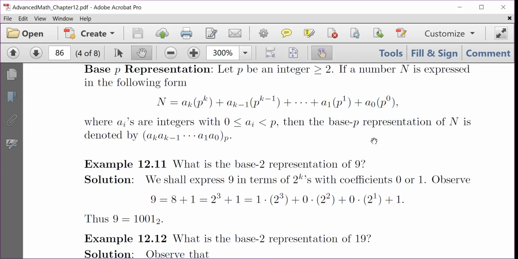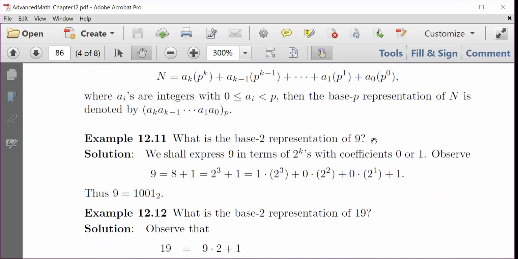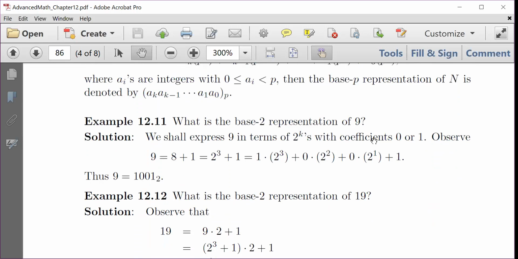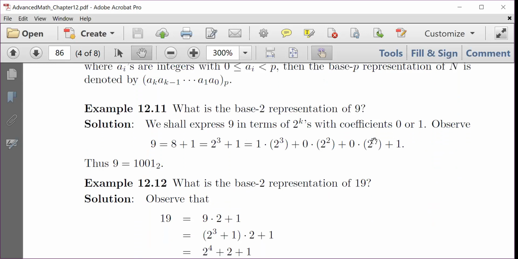But the computers cannot record 19 directly, actually. You can type a 19 on the screen, but that does not mean this is the way the computer understands. So how do I do that? 19 is 2 times 9 plus 1, because 18. Then I continue. I replace 9 by 2 cubed plus 1 times 2. So I multiply this out. That'll be 2 to the 4th power plus 2 plus 1.